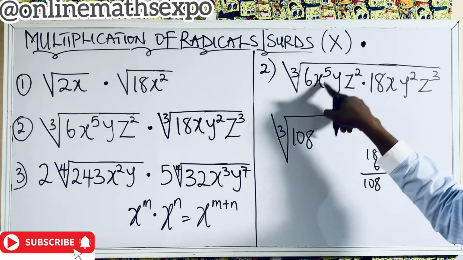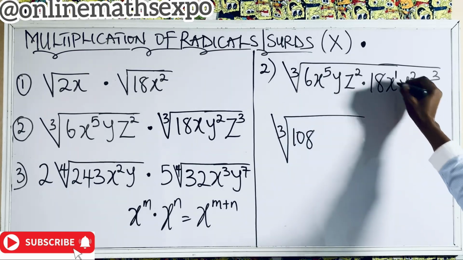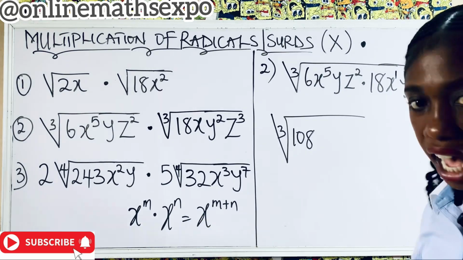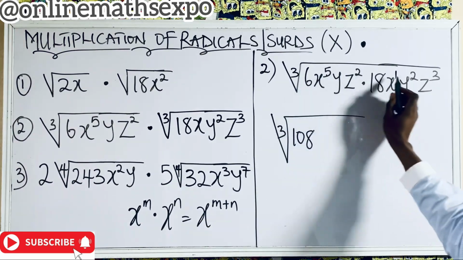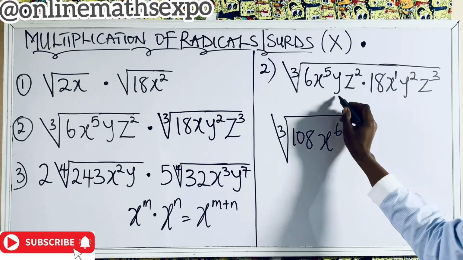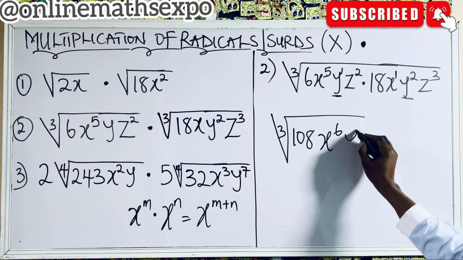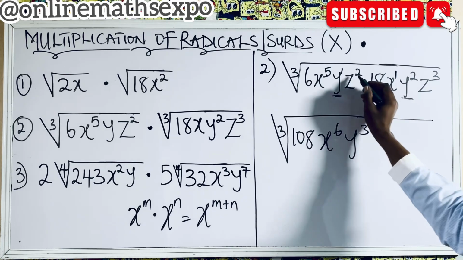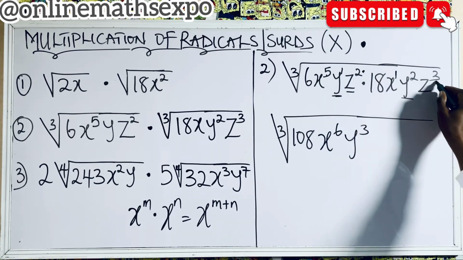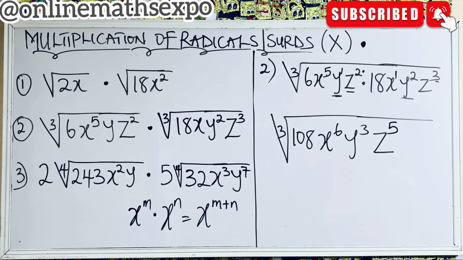Then x to the power of 5 multiplies x. Remember the power here is 1 and we said from here you add. So we are going to add 1 and 5, 5 and 1 to give us 6. Now this y is added with this. Here is 1, 1 plus 2 will give us 3. Then this z, the power is 2. Here is 3. So if you add it, it will give us 5. You see that? So what do you do next now?